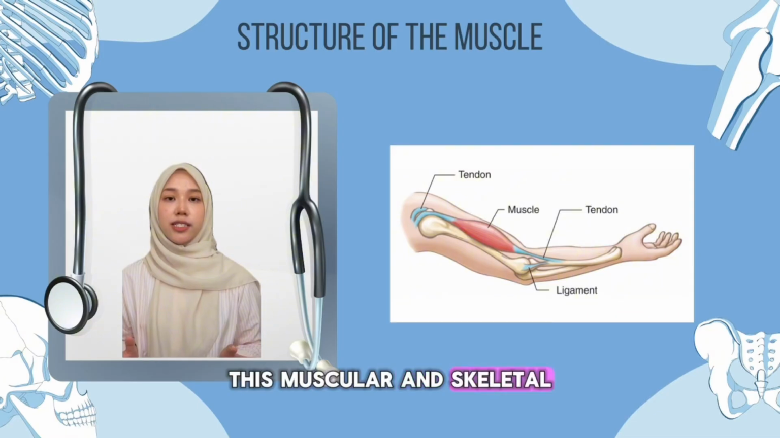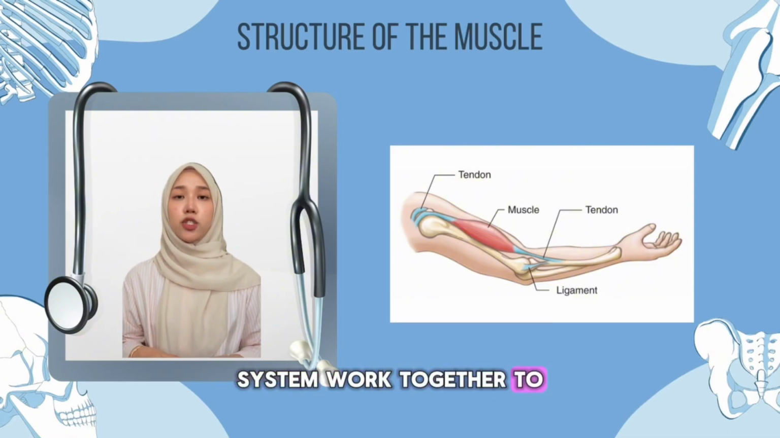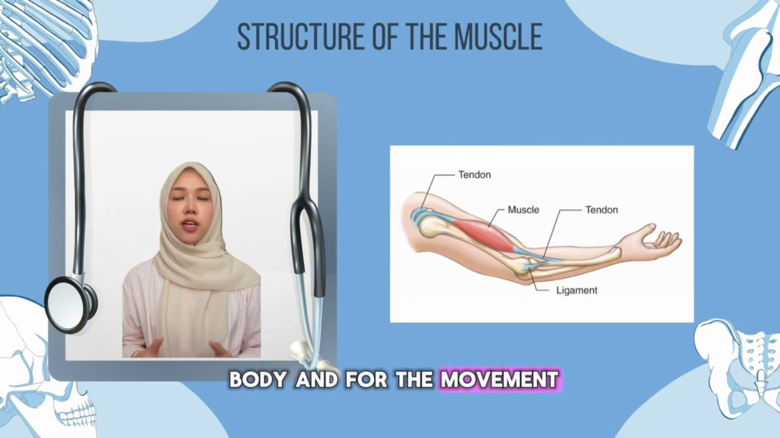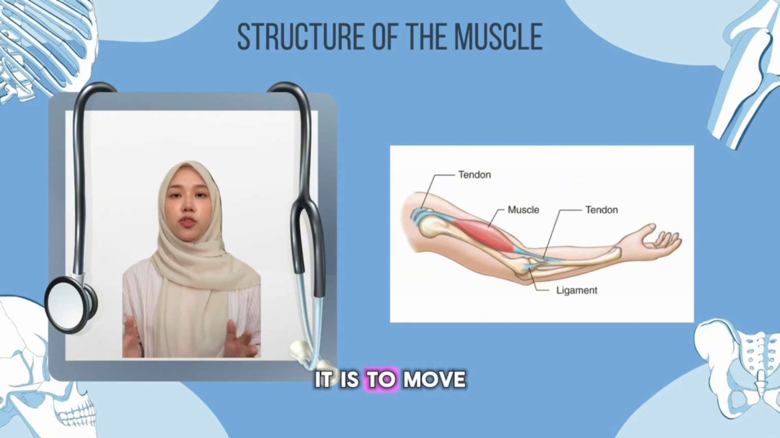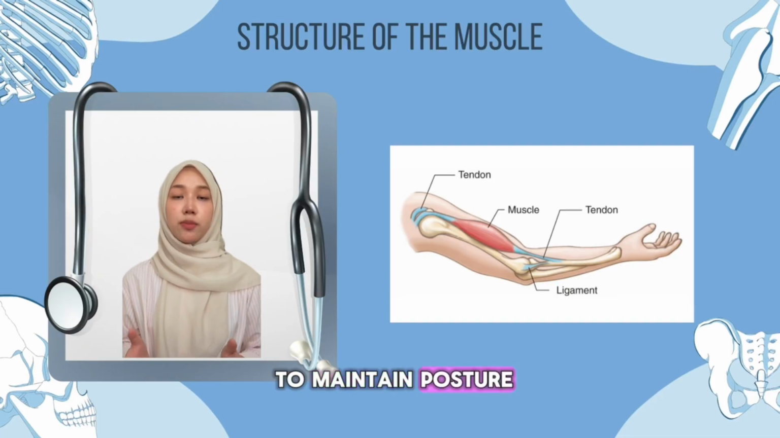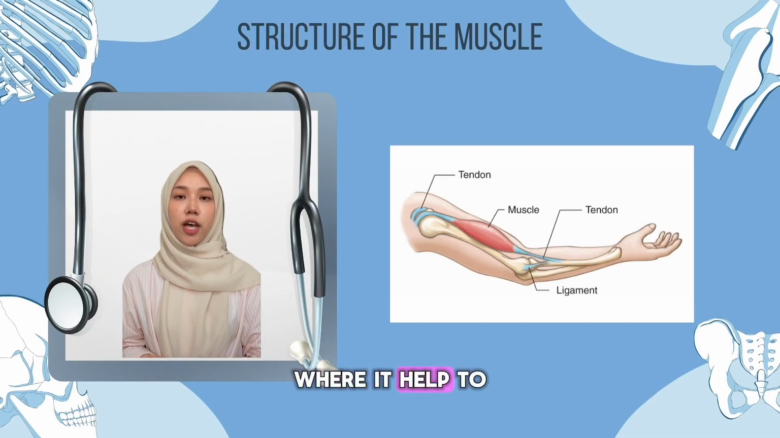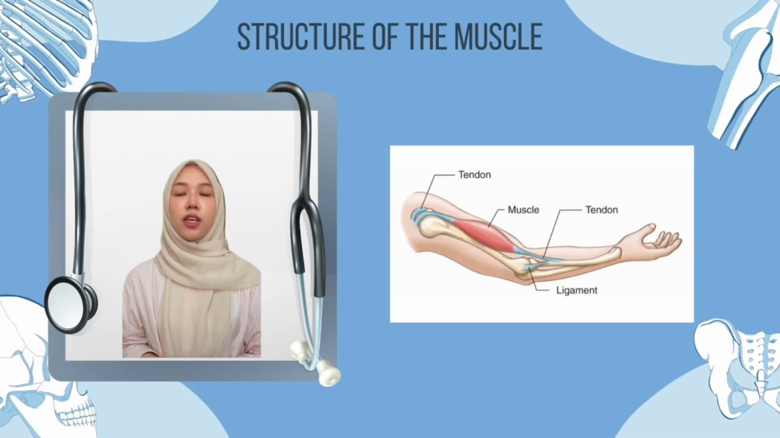The muscular and skeletal systems work together to provide form, support, stability of the body, and movement. Muscle fibers move bones and body parts, maintain upright posture and balance, and also generate heat, which helps to maintain body temperature.